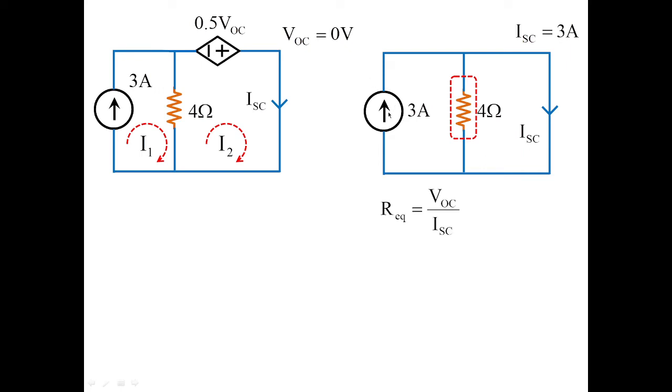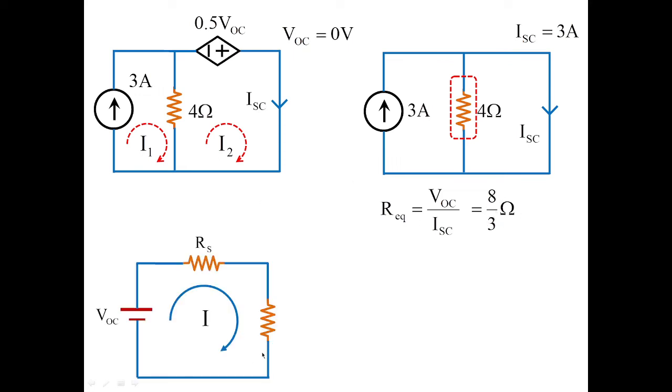Now once we have obtained the value of VOC and ISC, just substitute the values. So we are going to obtain the value of R equivalent, which is also known as Thevenin's equivalent, equal to 8 by 3 ohms. Now once we have obtained the value of R equivalent, we need to substitute it in the load. So R equivalent or R load is equal to 8 by 3. This resistance should be equivalent to source resistance in order to make the maximum power transfer from source to the load.